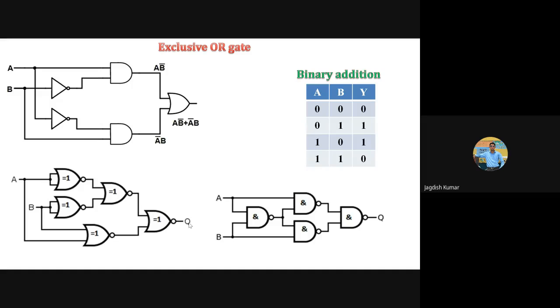Well, then there is a question: what is the need for exclusive OR gate, or why is it so important that we separately wanted to discuss this?